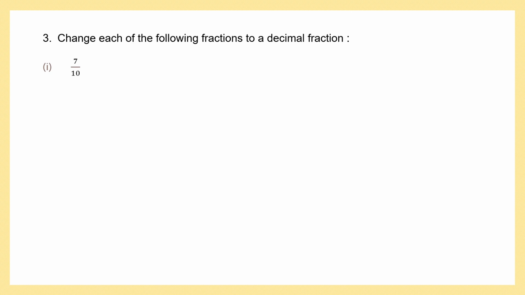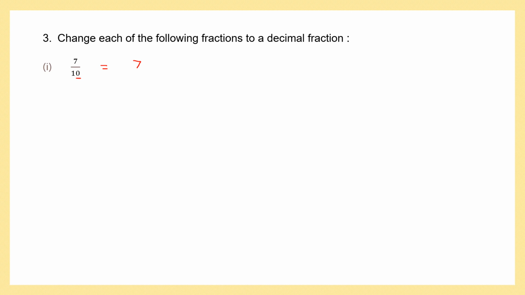Question 3. Change each of the following fractions to a decimal fraction. So now we have a fraction here which has a denominator 10. What is very important is for you to see the denominator and see how many zeros there are. Now the first step, take the numerator and write it as a whole number. Now 10 has 1 zero, so your number that you form now should have one decimal place. Because 10 has 1 zero, your number should have one decimal place.